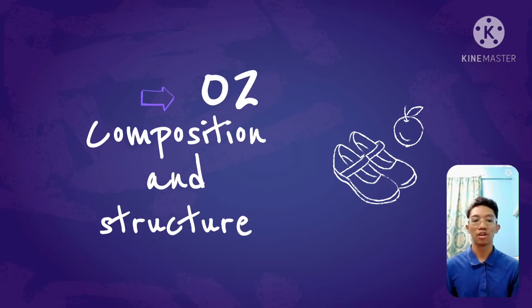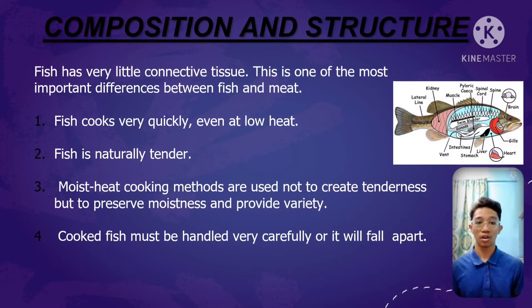Next slide. We will go to composition and structure. Fish has very little connective tissue. This is one of the most important differences between fish and meat.